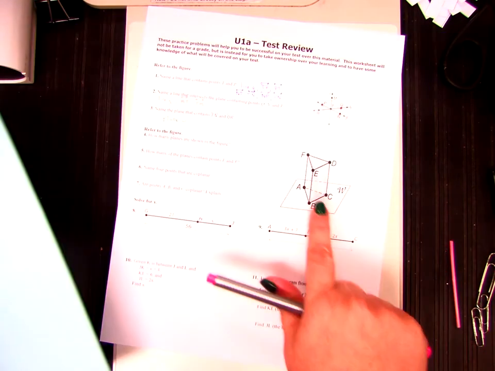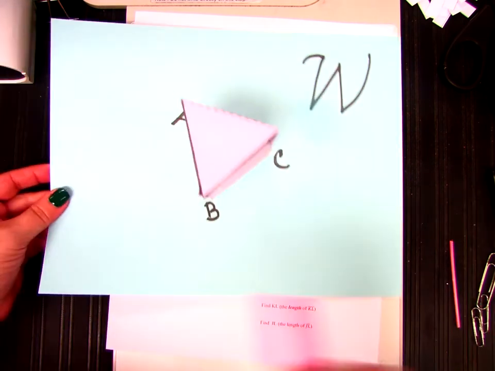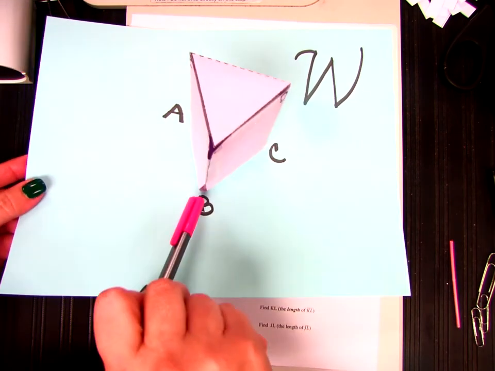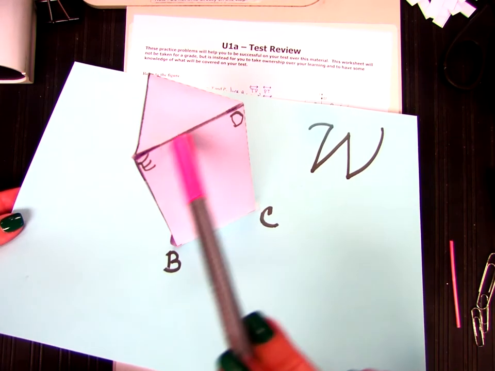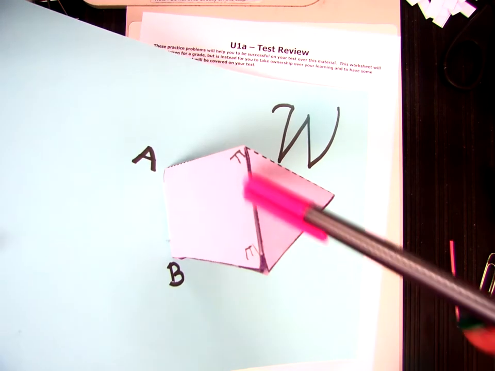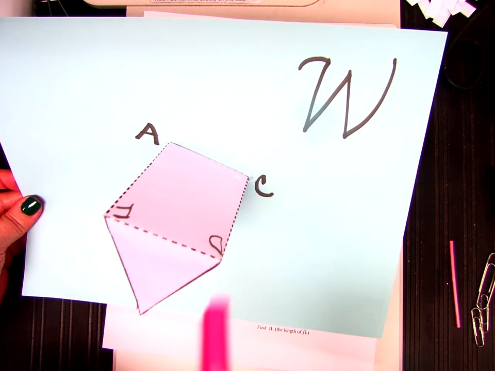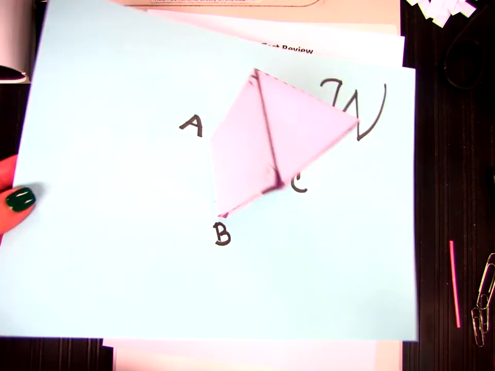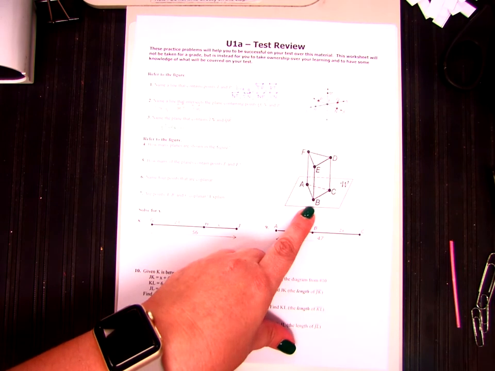Okay? So here I have plane W, and A, B, C are on the bottom. And then I've got ED up here, and then I've got FE over here, and then FD back here. So this is just the actual 3D representation of this picture, because sometimes that's helpful.